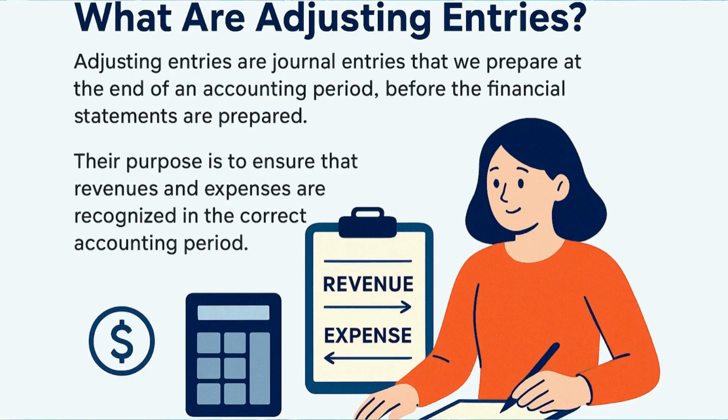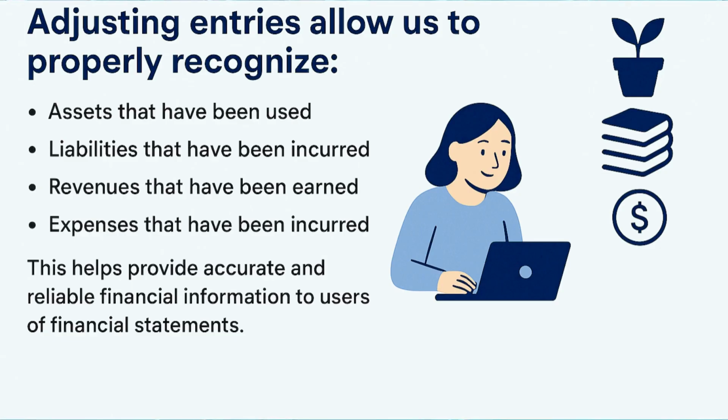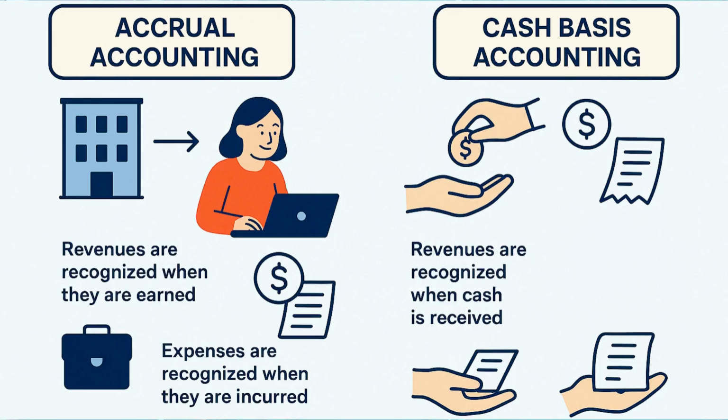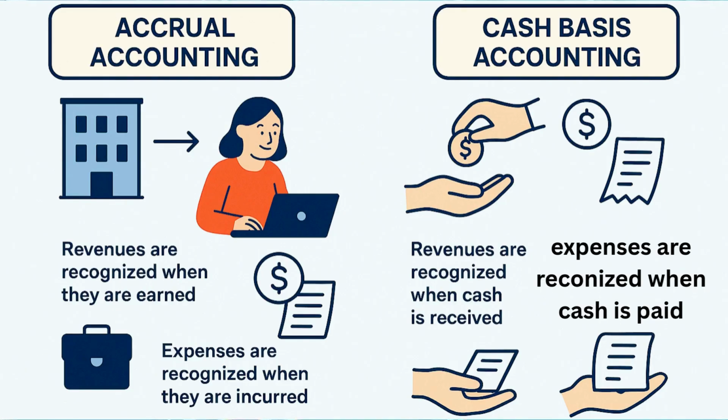What are adjusting entries? Adjusting entries are journal entries that we prepare at the end of an accounting period, before the financial statements are prepared. Their purpose is to ensure that revenues and expenses are recognized in the correct accounting period. Adjusting entries allow us to properly recognize assets that have been used, liabilities that have been incurred, revenues that have been earned, and expenses that have been incurred. This helps provide accurate and reliable financial information to users of financial statements.